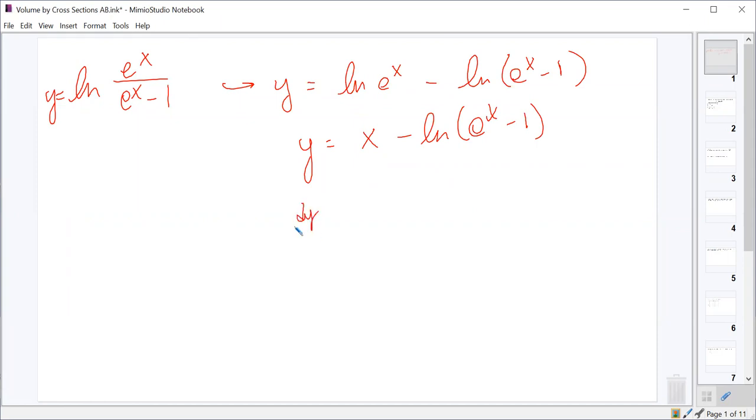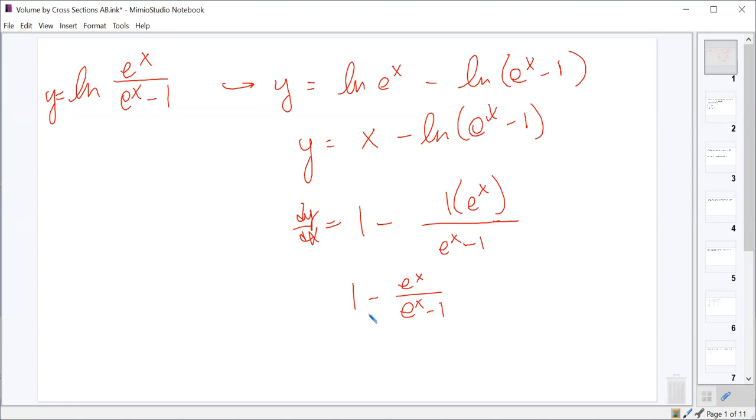So dy dx should be 1 minus, and then the derivative of natural log of a function is 1 over that function times the derivative of that function. So we'd end up with 1 minus e to the x over e to the x minus 1. And if I look at the answer choices there, that doesn't look like it's one of the answer choices.